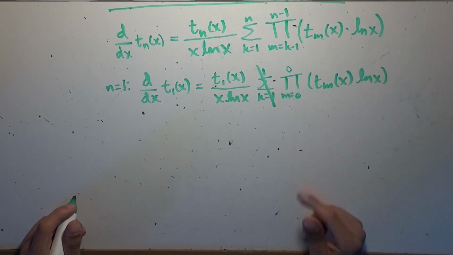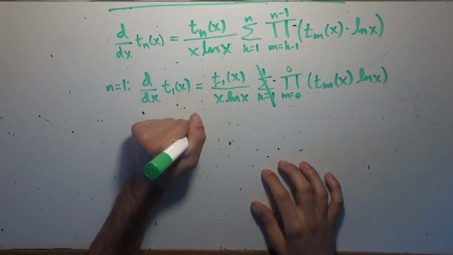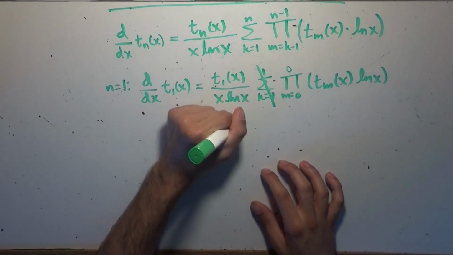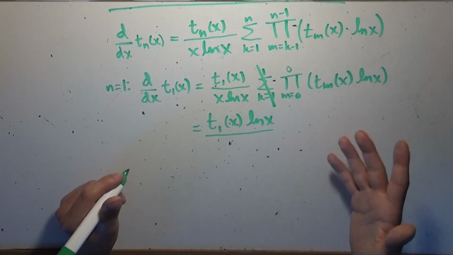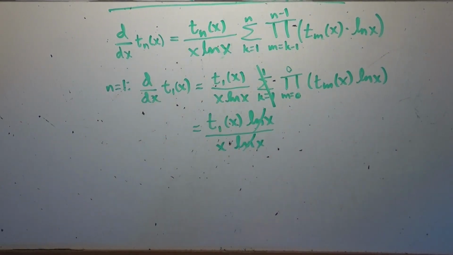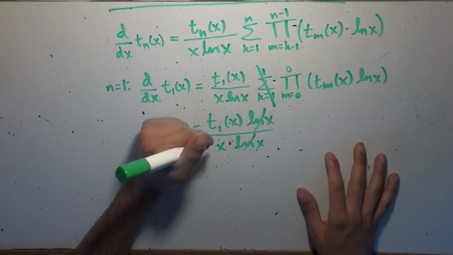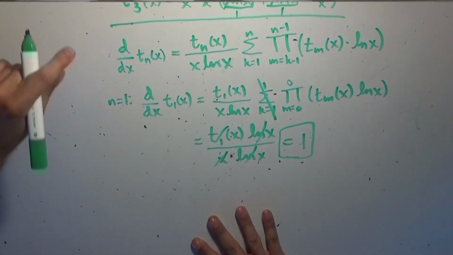But the 0th tetration of x is 1, and log x is just log x, so this turns out to be the first tetration of x times log x, because the 0th tetration of x is 1, divided by x log x. The log x's cancel, and of course the first tetration of x is just x, so they also cancel, and we're left with 1, which is precisely the correct answer.